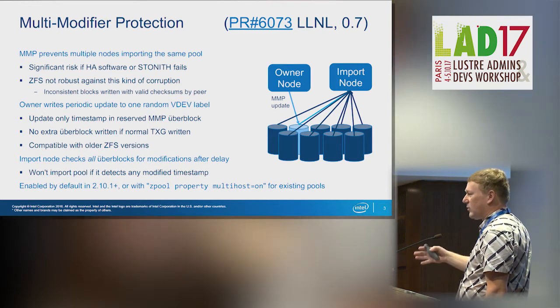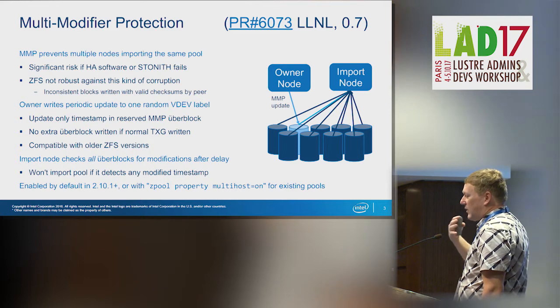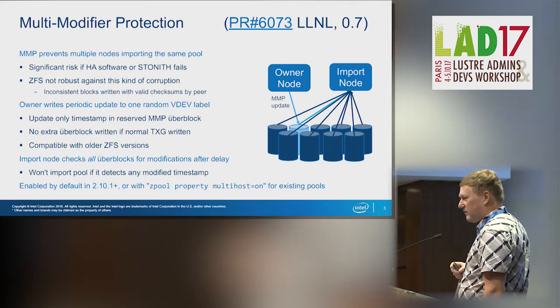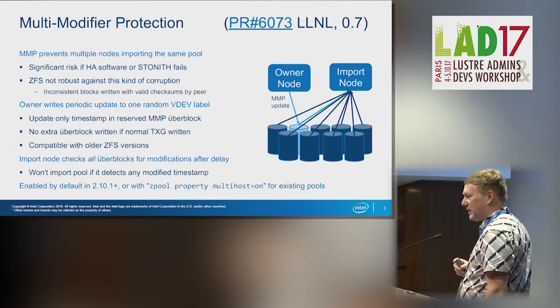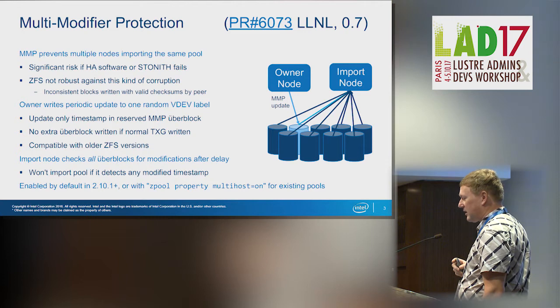And if it's already writing an updated transaction to the whole file system, it doesn't even write an MMP block, because the transaction update itself can already be detected on the importing node. And so this is only really causing overhead when the disk device is idle. And you don't add any significant overhead to the writing node.